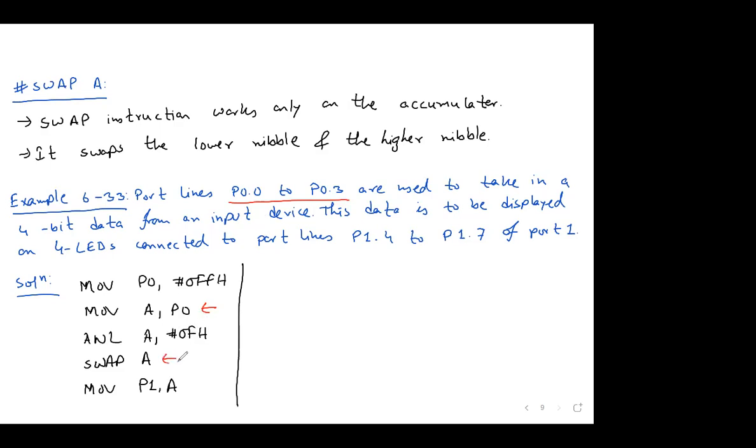Again, when you are swapping it, the lower nibble becomes zero and the higher nibble contains exactly this same data. So we only need to have the higher nibble in port one. We are only interested in sending the higher nibble. But since we are sending the entire accumulator to port one, we need to make sure the lower nibble in port one remains zero. So that's why this line is very important. Is it understood to all of you? Any question?